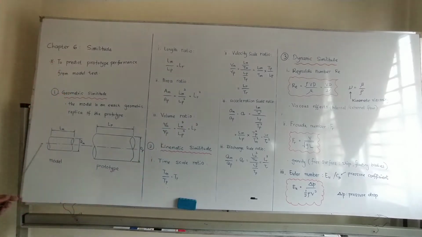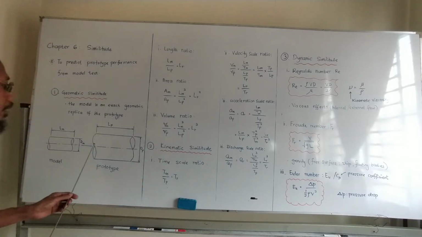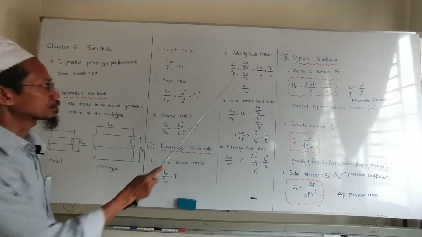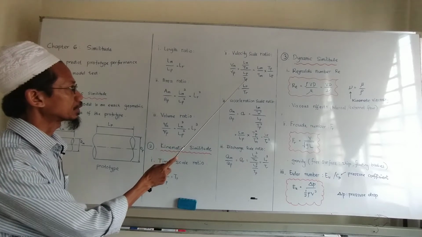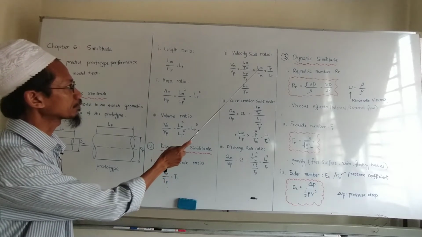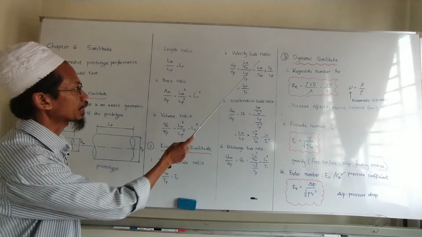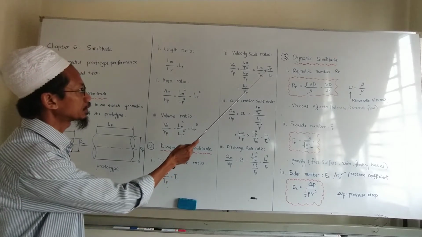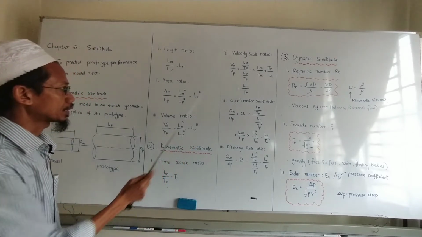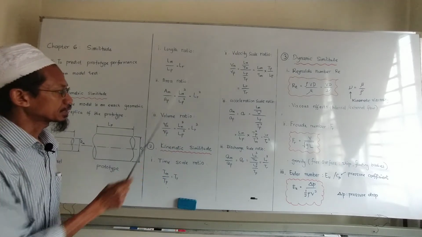For example, the velocity of fluid in the model, Vm, over Vp, the velocity of fluid in the prototype. So Vm over Vp equals Lm over tm over Lp over tp, which equals Lm over tm times tp over Lp. Lm over Lp equals Lr, and tp over tm equals 1 over tr. So Vm over Vp equals Lr over tr.